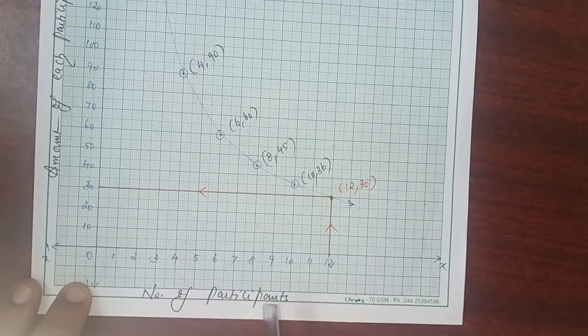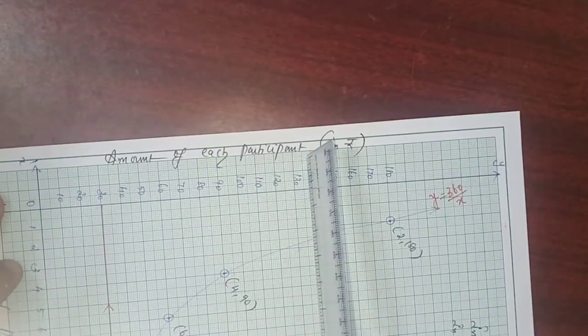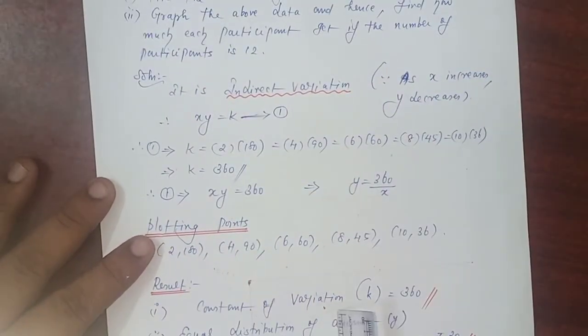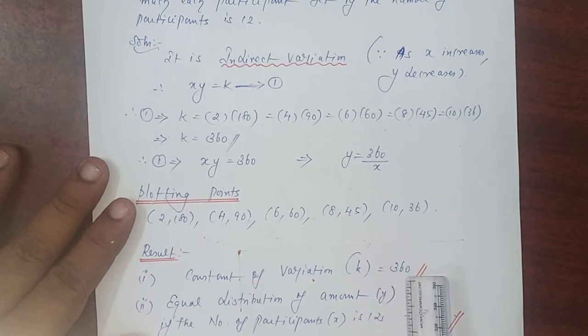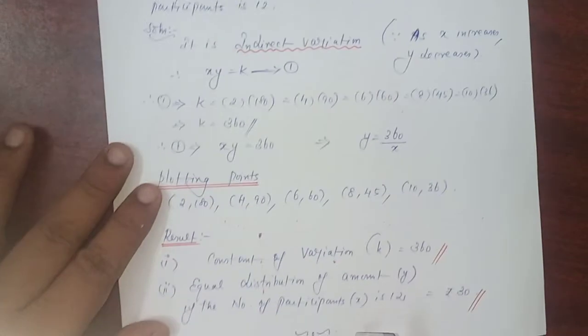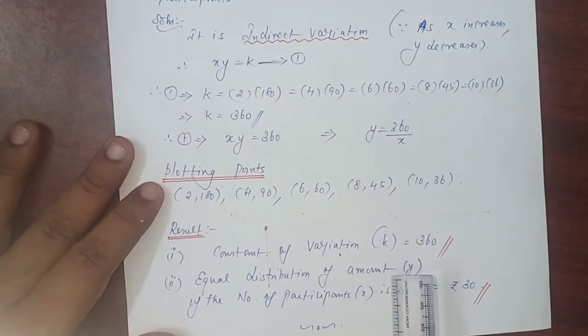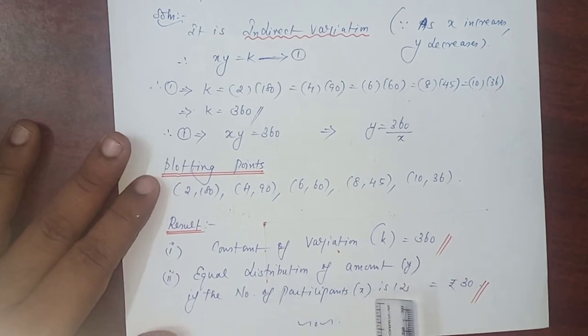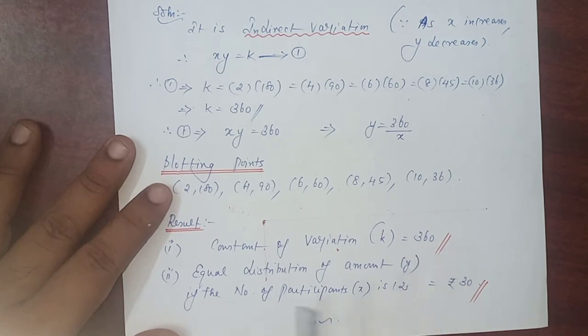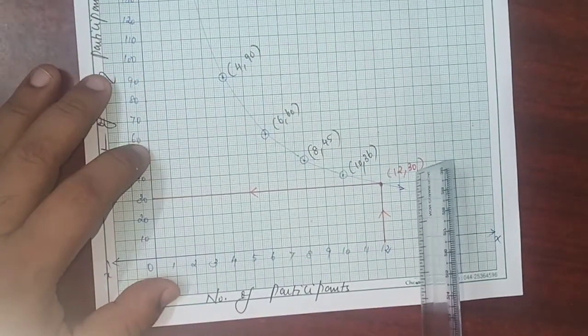Here the x-axis is the number of participants and the y-axis is the amount of each participant in rupees. Now you can write the result. First result, constant of variation. Constant of variation means the k value. The k value we already got, that is equal to 360. Then the second subdivision, equal distribution of amount. Again, you have to find y if the number of participants x is 12. When x equals 12, the y value we already got is 30. That is the answer.